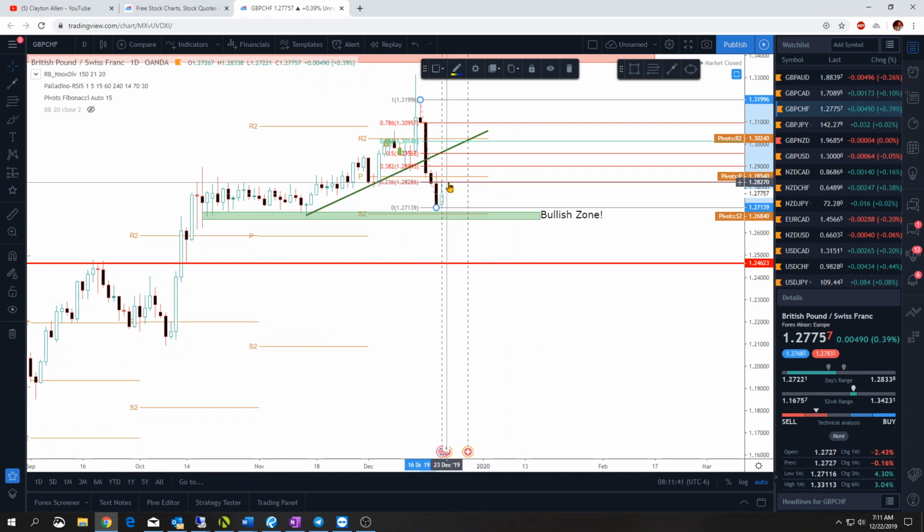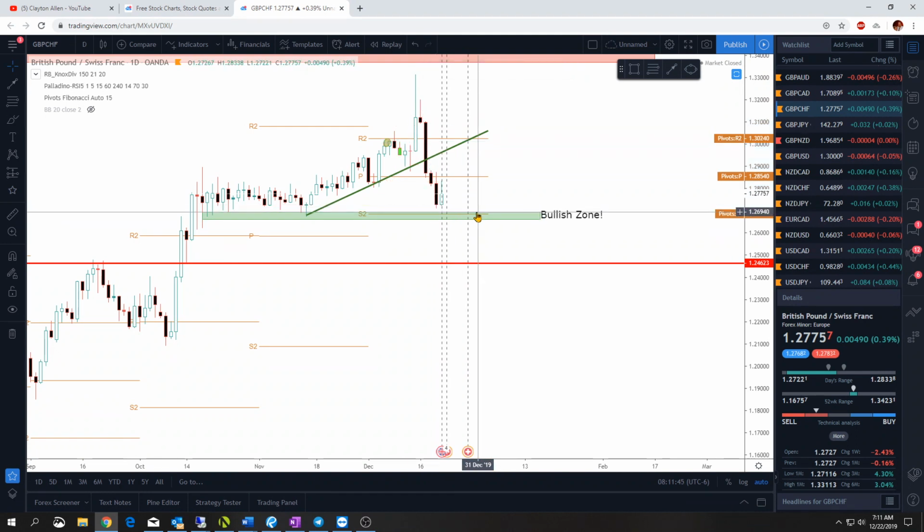Or if price comes back down and double bottoms here, I will get bullish. But obviously I can't because I'm already in sell trades. So that might be a decision for me to close my existing trades for a small loss.